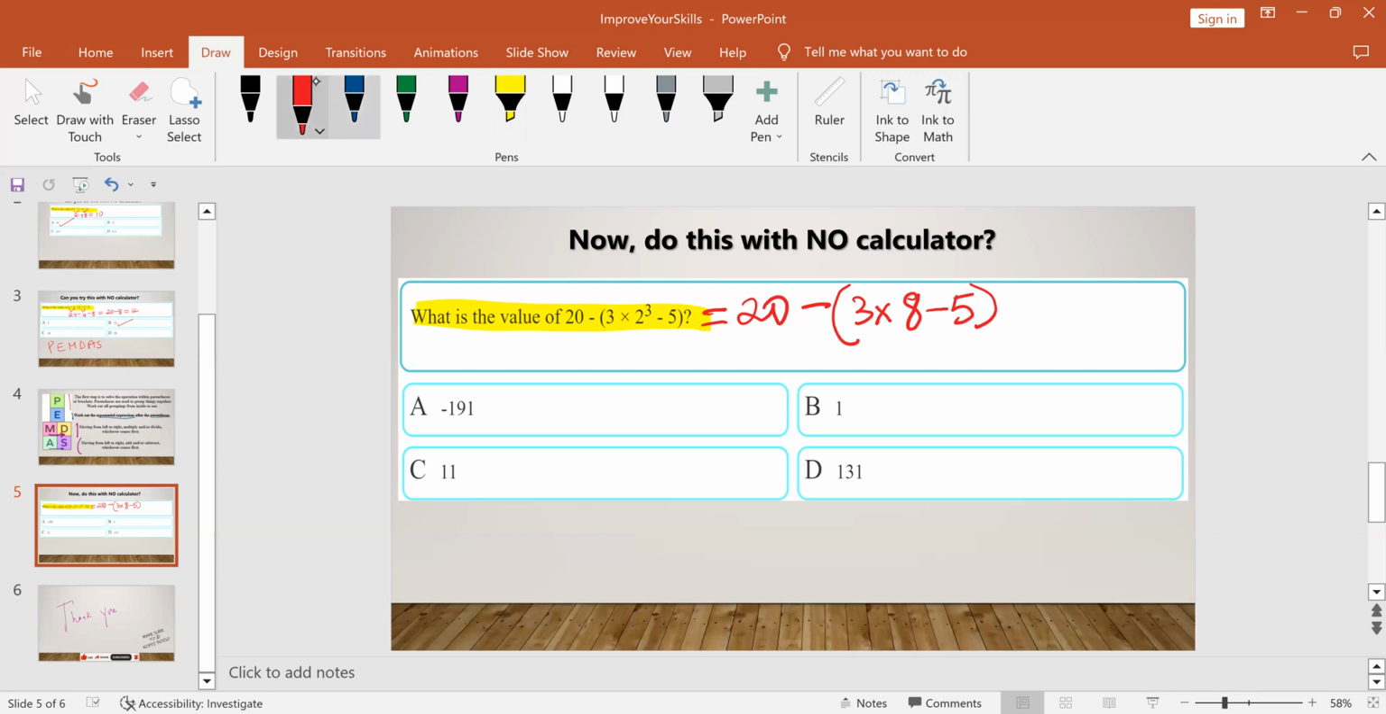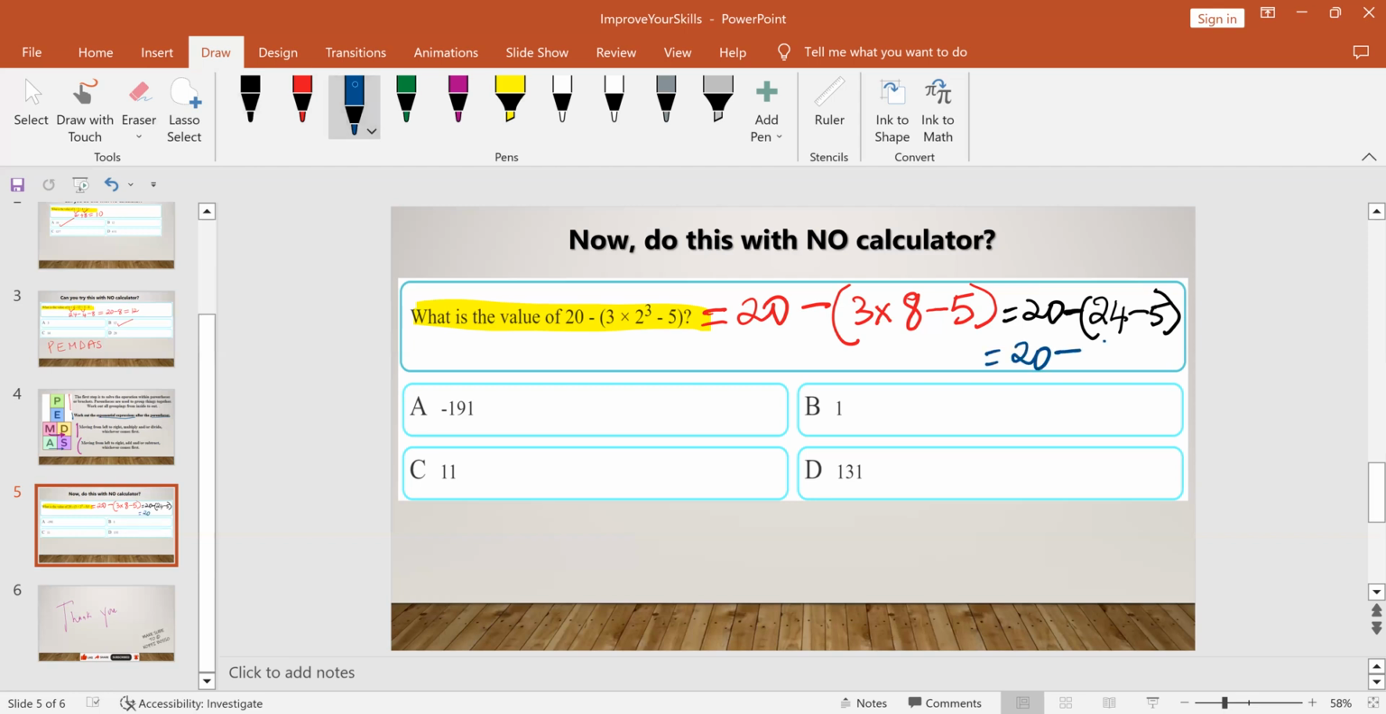But it's not done yet. We need to again compute what you have inside the bracket. So this will be 20 minus. Now inside the bracket, we have the multiplication and the subtraction. But based on the order, we'll do multiplication before subtraction. So 3 multiplied by 8 is 24 minus 5. We continue.